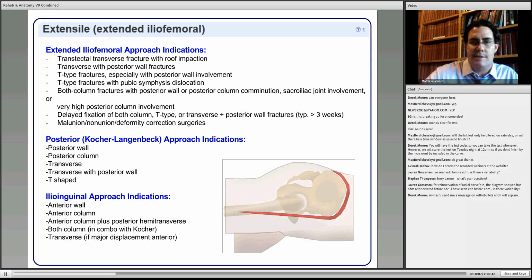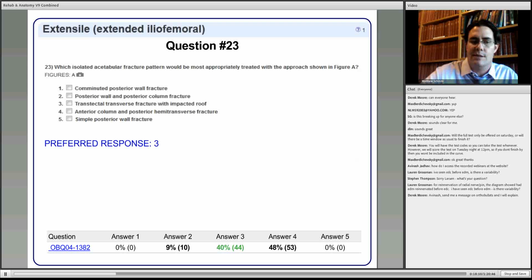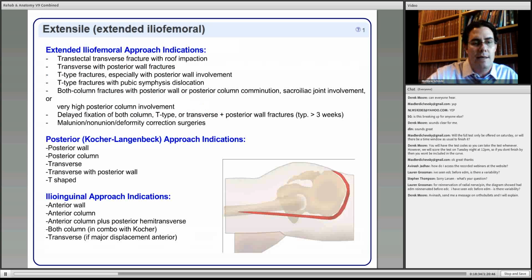That's the specific one they are testing in this question, and one that comes up repeatedly. So one of the best fractures to take care of with an extended iliofemoral is that transtectal transverse fracture with an impacted roof. It looks like about 40% or so of the people got that. The other 48% or so actually answered anterior column with posterior hemitransverse. And if we look back, an ilioinguinal is well suited to treat that type of fracture, even more so than extended iliofemoral.